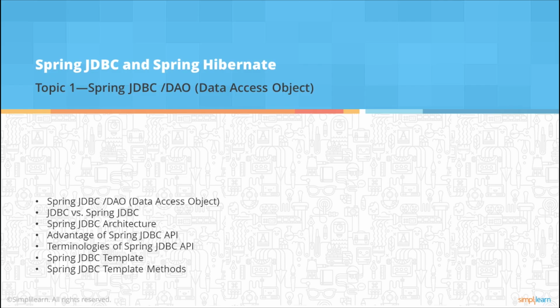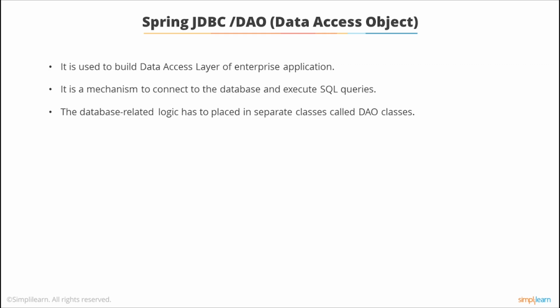Let's start with JDBC and Spring Hibernate, or JDBC Data Access Object. This is used to build the data access layer of an enterprise application. It is a mechanism to connect to the database and execute SQL queries. The database related logic has to be placed in separate classes called DAO classes.